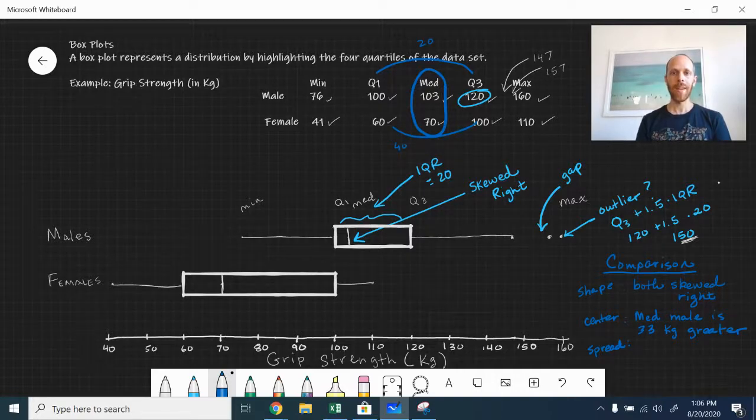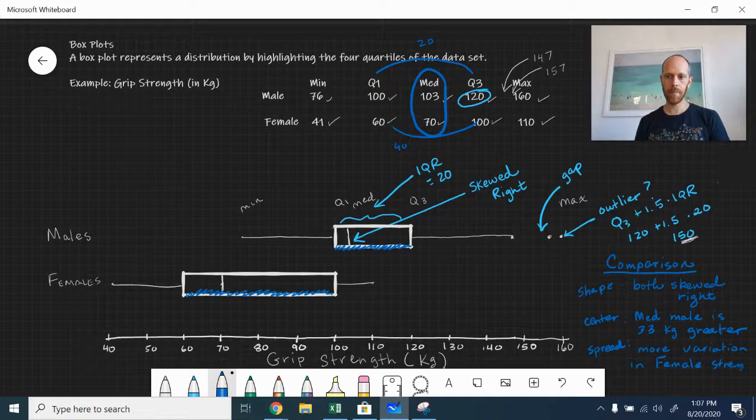It's considerably larger, and that's easy to see because if you look here, those interquartile ranges are the widths of the boxes, and the box is much larger here. So we would say there is more variation in female strength because IQR is 20 kilograms greater.